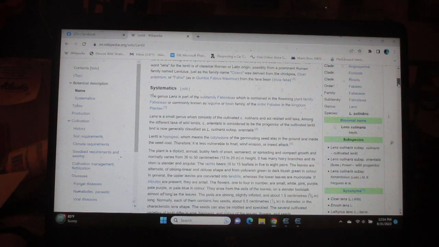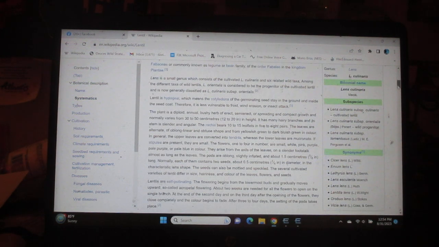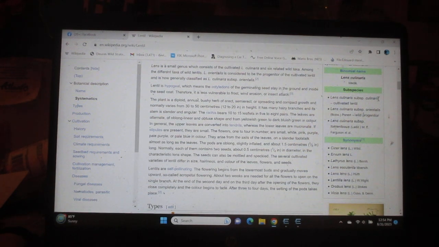The plant is a diploid, annual, bushy herb of erect, semi-erect, or spreading and compact growth, and normally varies from 30 to 50 centimeters, 12 to 20 inches in height. It has many hairy branches, and its stem is slender and angular. The rachis bears 10 to 15 leaflets in 5 to 8 pairs. The leaves are alternate, of oblong, linear, and obtuse shape, and from yellowish green to dark bluish green in color. In general, the upper leaves are converted into tendrils, whereas the lower leaves are mucronate.